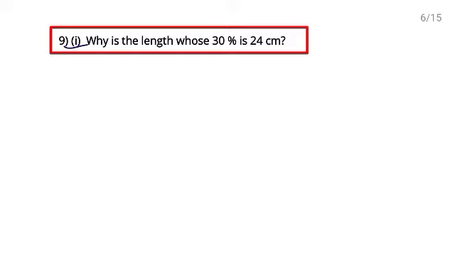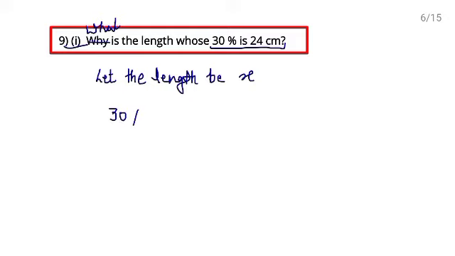Next, question number 9. First part, what is the length whose 30% is 24 centimeter? So let the length be, मान लेते हैं length क्या है, x. Then they said whose 30%? It means 30% of what? किसका 30%? Length का. 30% of x is 24 centimeter.